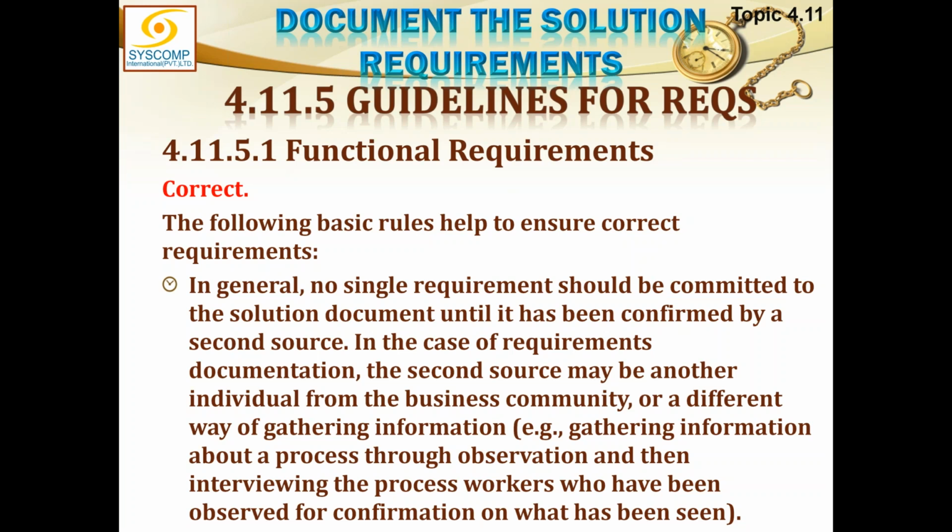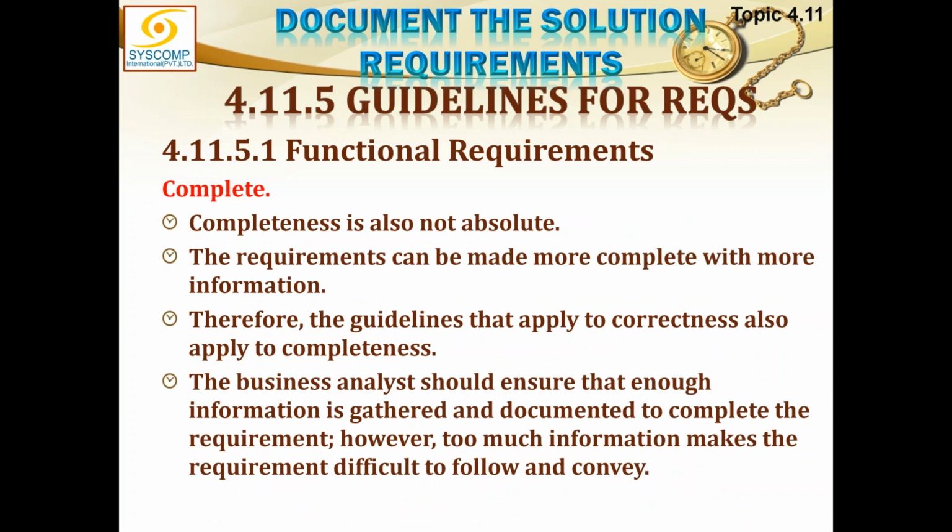For example, gathering information about a process through observation and then interviewing the process workers who have been observed for confirmation of what has been seen. Completeness is also not absolute. The requirements can be made more complete with more information. Therefore, the guidelines that apply to correctness also apply to completeness.